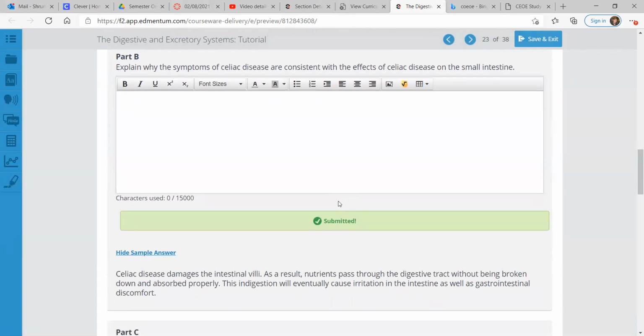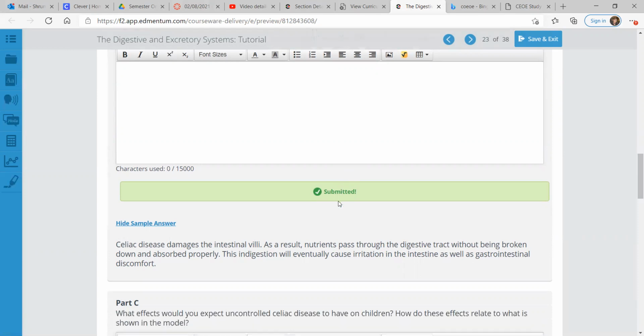Part B: celiac disease damages the intestinal villi. As a result, nutrients pass through the digestive tract without being broken down and absorbed properly. This indigestion will eventually cause irritation in the intestine as well as gastrointestinal discomfort.